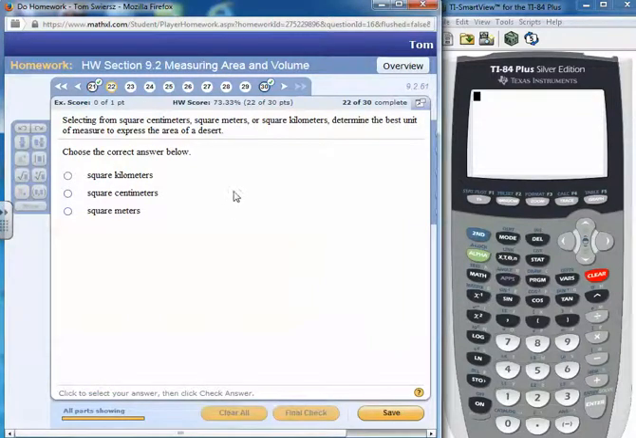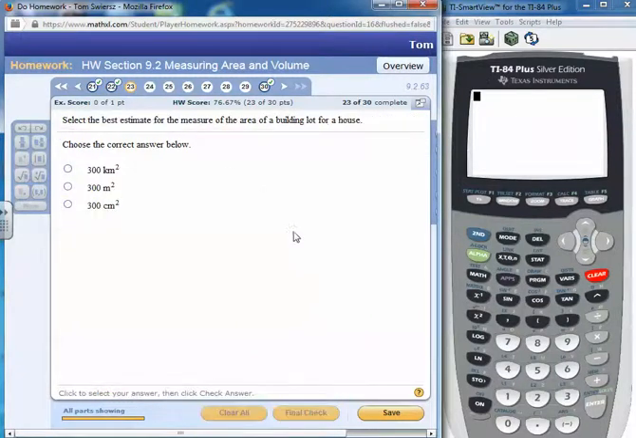All right, number 22, the best unit to measure and express the area of a desert. Okay, a desert is a huge land mass, miles and miles, or kilometers and kilometers long in both directions. So obviously, we would go ahead and measure it in square kilometers. A very big unit, square kilometers, for a large piece of area.